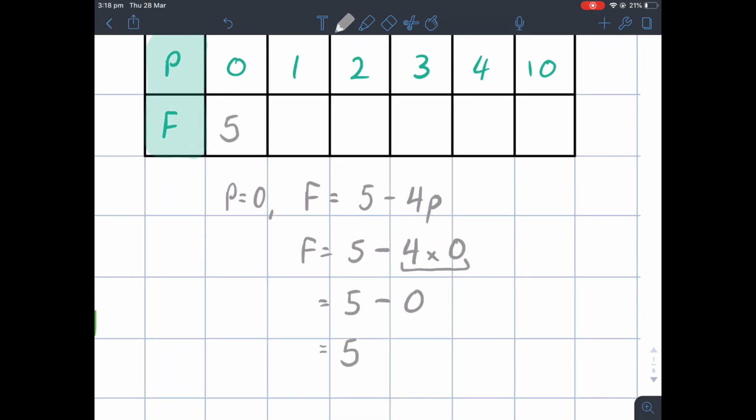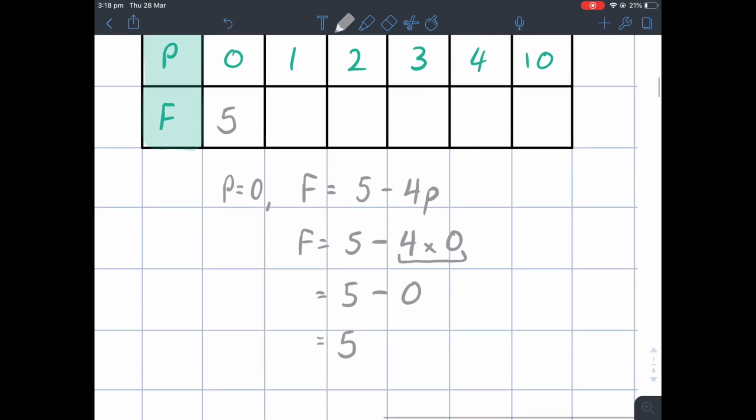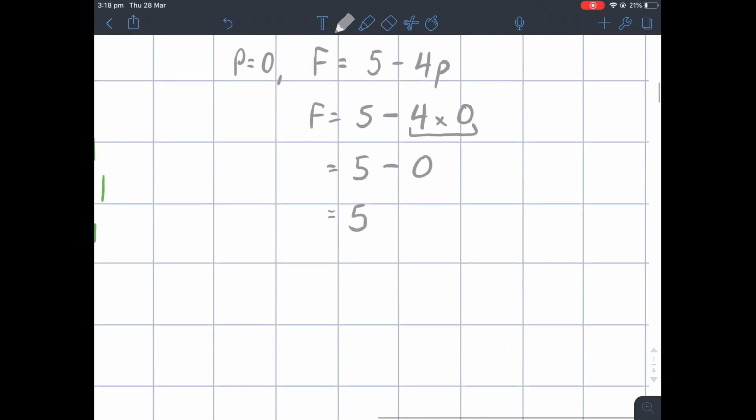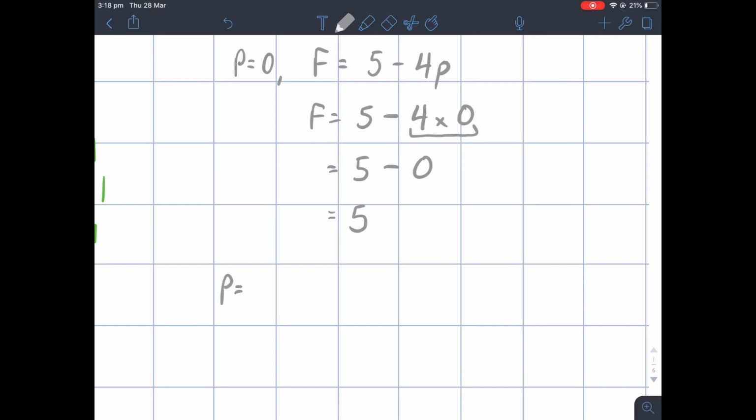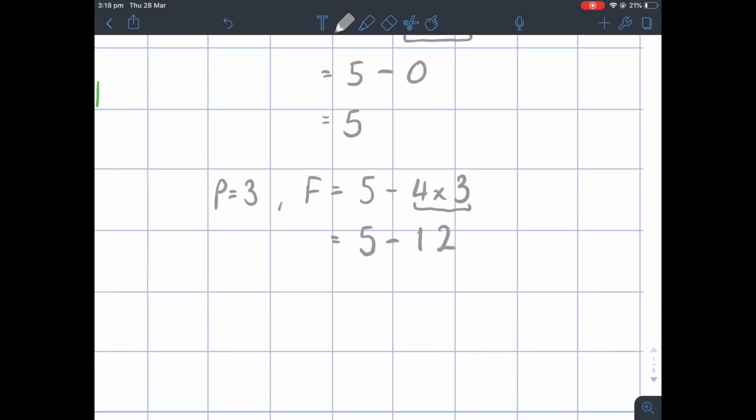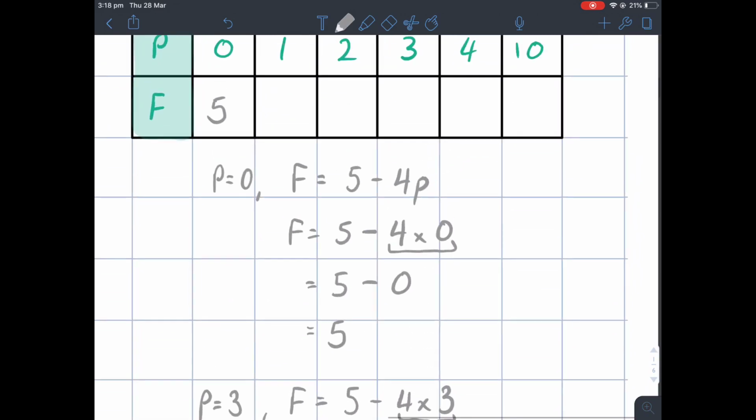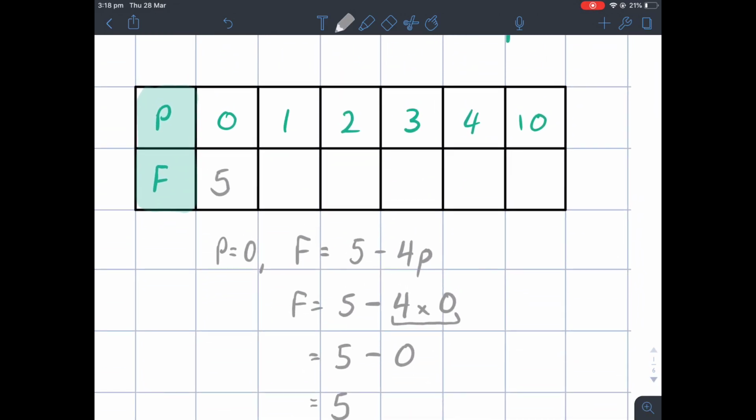If we then go ahead and work this out, let's jump ahead and do this for 3. So we're going to say that when p is equal to 3, we have f equals 5 minus 4 times 3, so times by 3. Again, bit of BODMAS here, 4 times 3 first, so 5 minus 12. Now, we're going to go into negative numbers here. 5 minus 12 is minus 7. So that means when p is equal to 3, f is equal to minus 7.